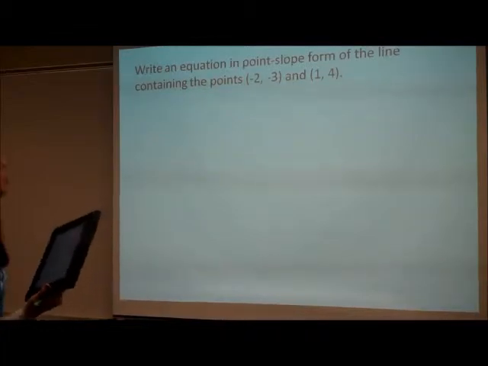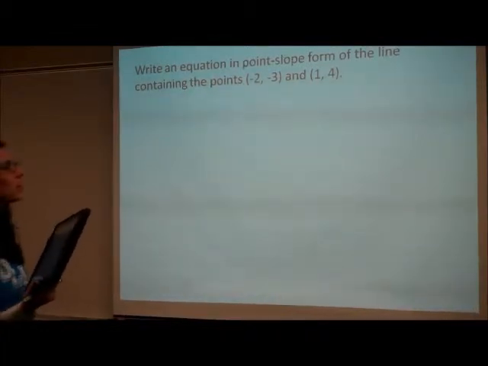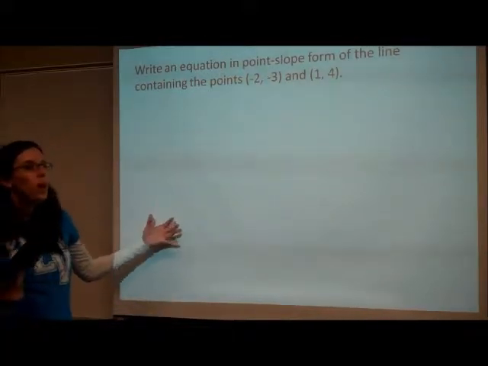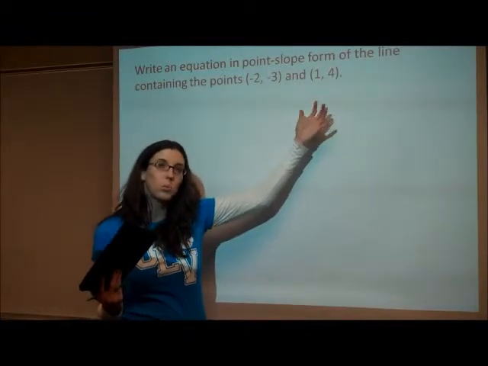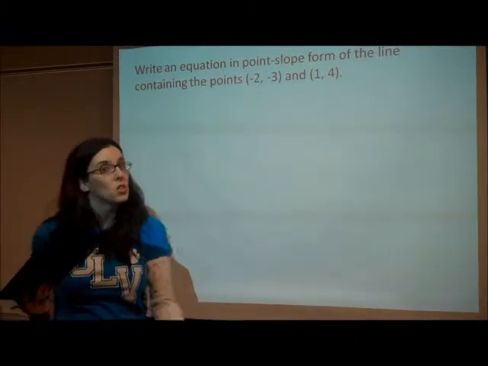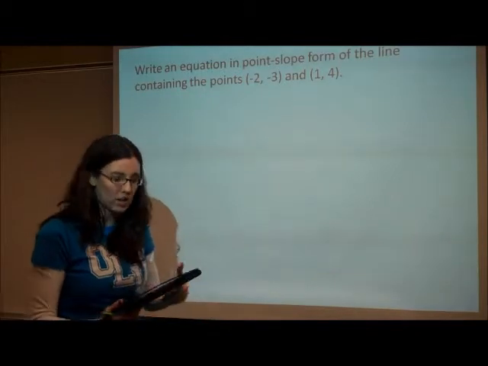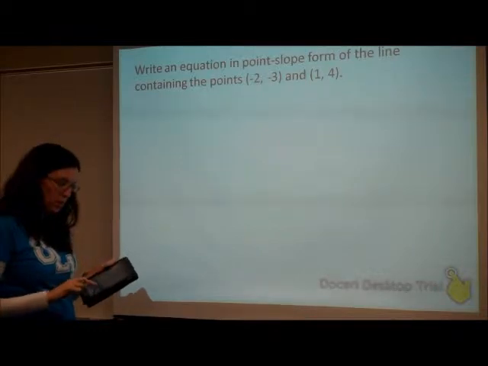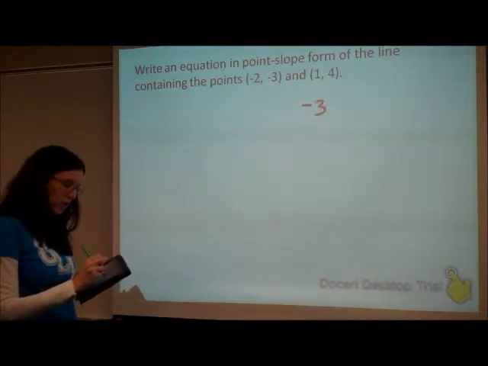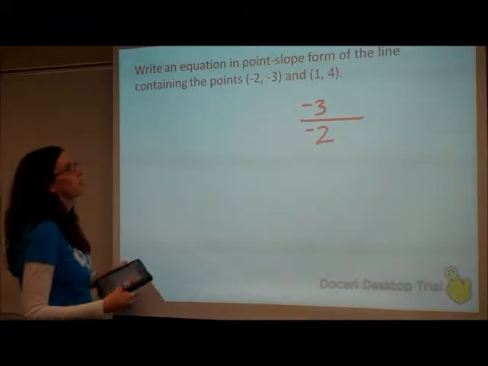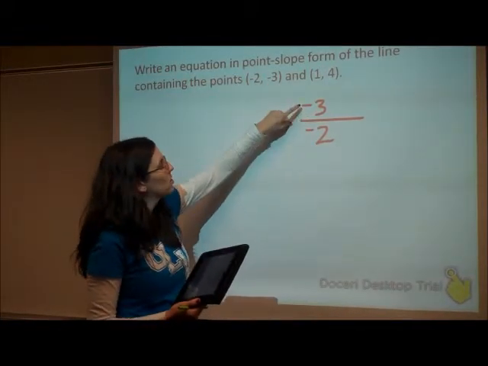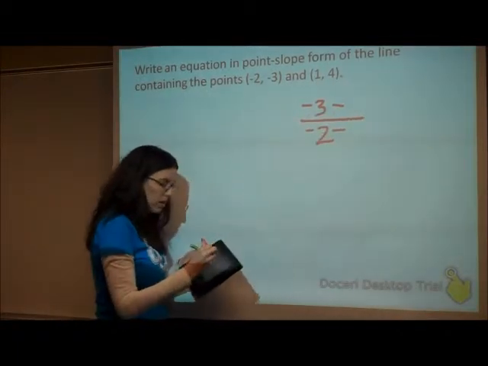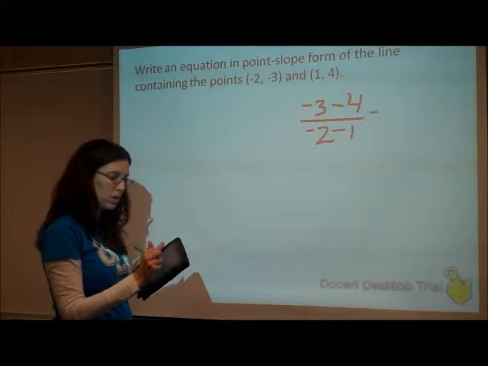So here it says write an equation in point-slope form of the line containing the points (-2, -3) and (1, 4). Well, we have 2 points. With point-slope form, we need a point and the slope. So we need to find the slope. So, looking at my points, remember slope, we take the difference of the y's over the difference of the x's. So I'm going to take this point, flip it, so negative 3 over negative 2, minus, take (1, 4), flip it, 4 over 1.